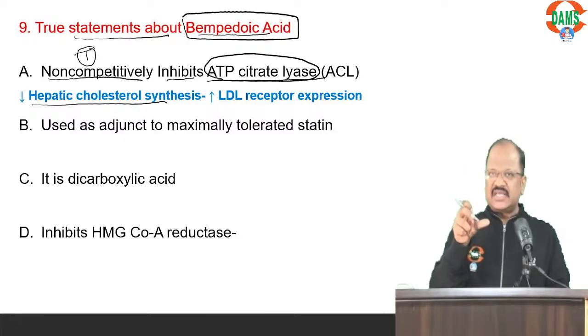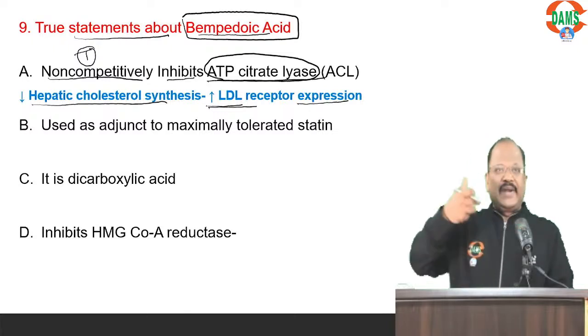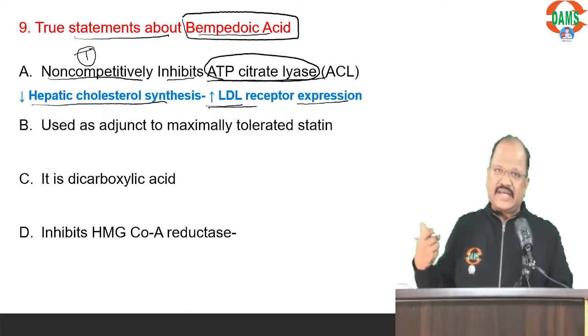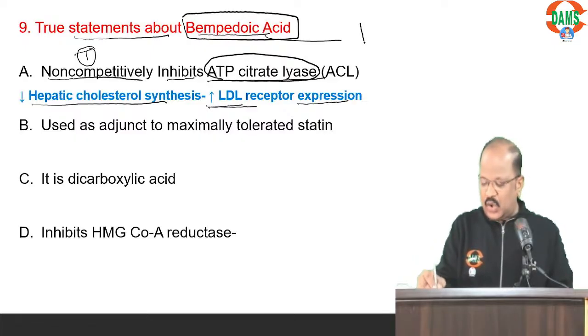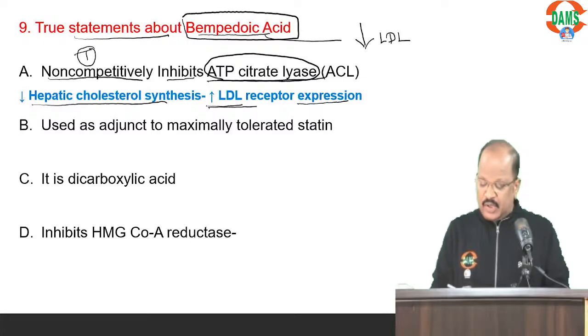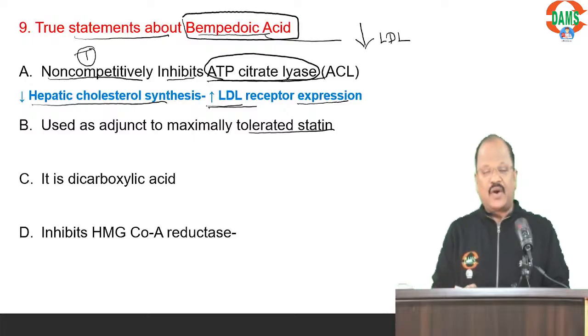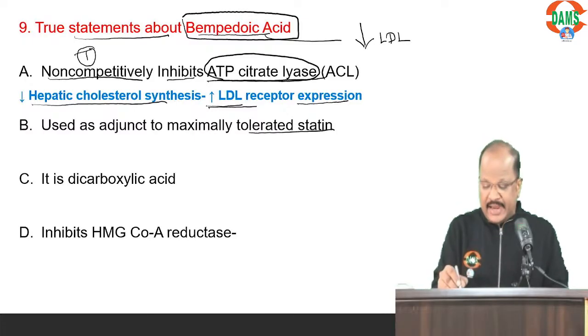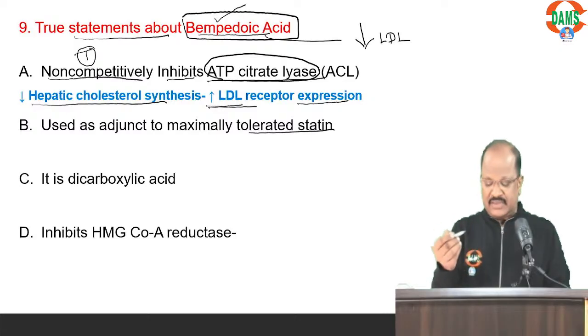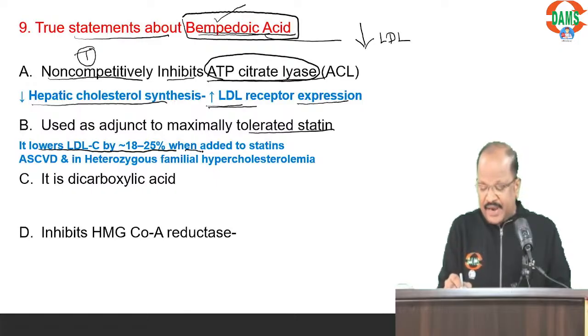By inhibiting ATP citrate lyase, it inhibits cholesterol synthesis. When it inhibits cholesterol synthesis, it causes upregulation of LDL receptors on the liver cells, thereby peripheral LDL is taken up by hepatocytes, thereby ultimately the drug lowers plasma LDL level. Point number two, used as an adjuvant to maximum tolerable dose of statin. Yes, good. Statins are wonderful drugs for lowering cholesterol, but studies show that when bempedoic acid is added to a statin, it lowers LDL cholesterol by 18 to 20 percent.